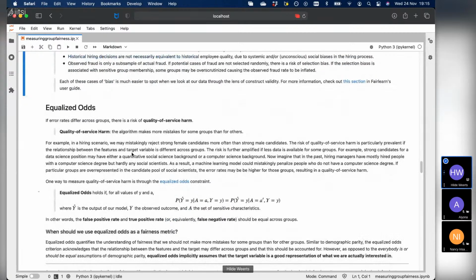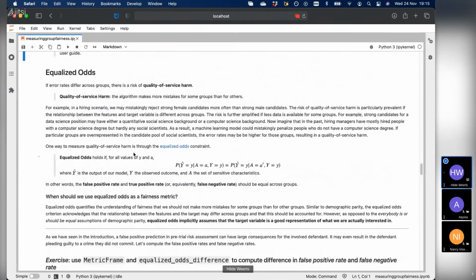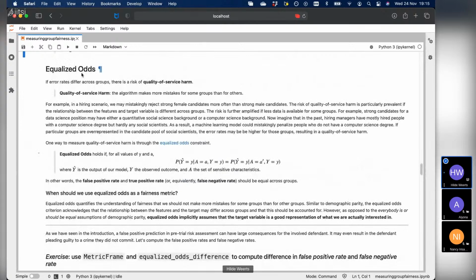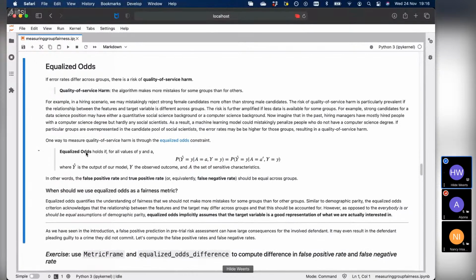And now we can go to the second fairness metric, and this is equalized odds. So this is a measure of quality of service harm. So just to reiterate, quality of service harm is a scenario where the algorithm makes more mistakes for some groups than for others. Basically, you could use any predictive performance metric to measure quality of service harm, but something that is often used is equalized odds.